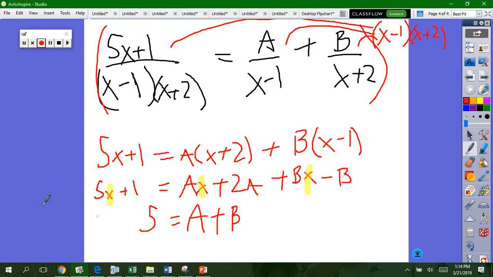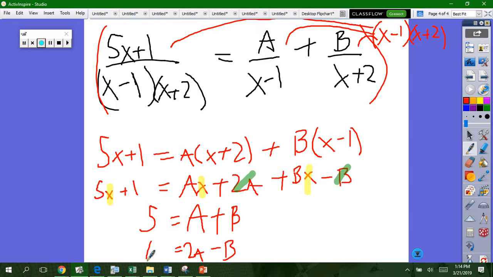Okay. Now what about the things without variables? Such as this guy and this guy. Well, I know that 2a minus b should equal 1. And now, guys, I have a system of equations just like we learned, didn't we?